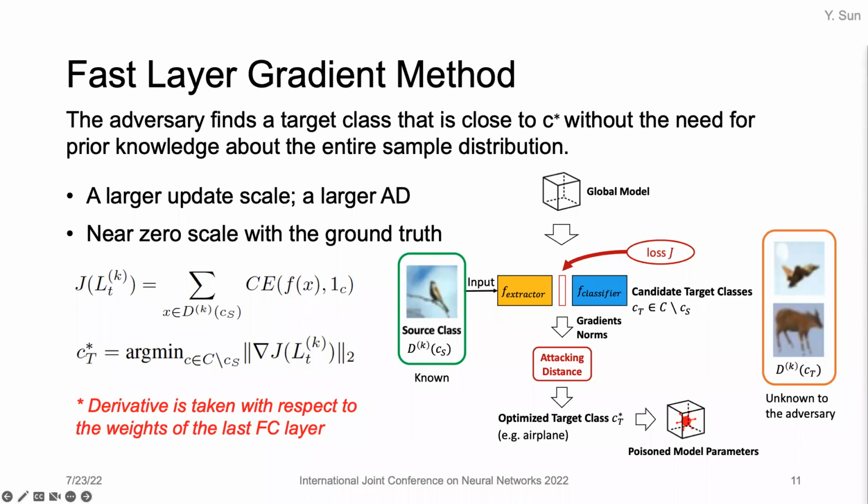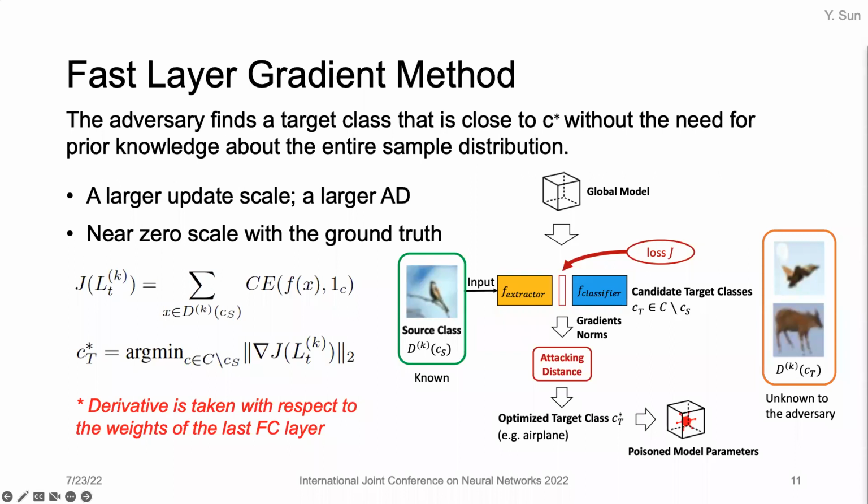Simple patterns such as lines and curves activate the neurons in the shallow layers, while more complex vectors activate the deeper layers. In particular, if the update scale in the higher layer is larger when assigning a specific class, the attack is assumed to be stronger. By contrast, if the ground truth label is assigned, the update scale is supposed to be near zero.